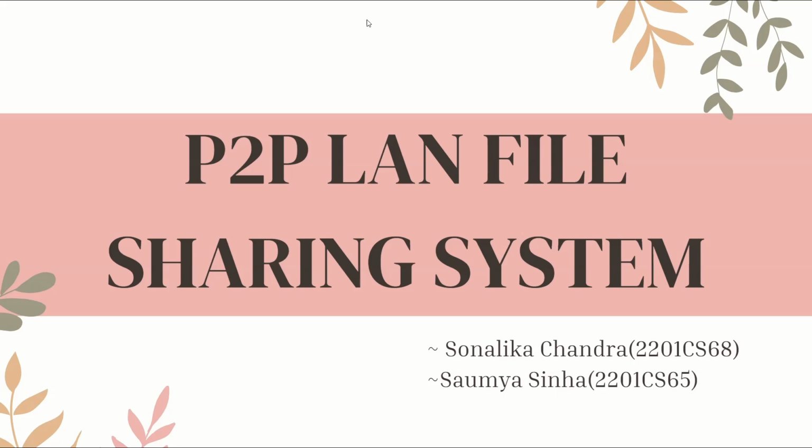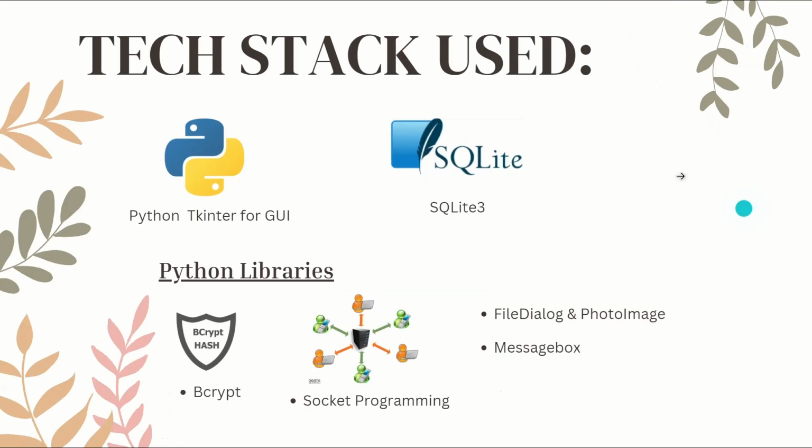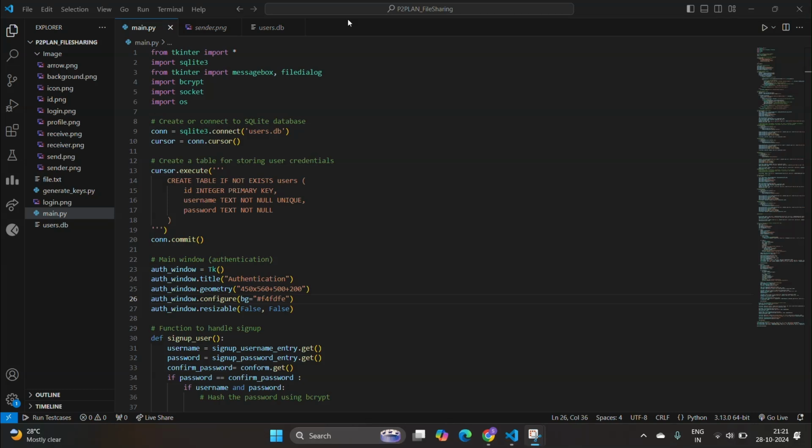In this video, I will be demonstrating my P2P LAN file sharing application built using Python and Tkinter. The technologies used in this application are Python Tkinter for GUI, SQLite 3 for the database to store user credentials. The other Python libraries are bcrypt for password hashing for secure authentication, socket programming for network connections for file transfer, file dialog and photo image for file selection and image handling for the GUI, and message box for error handling. Coming to our system, let's run the code.